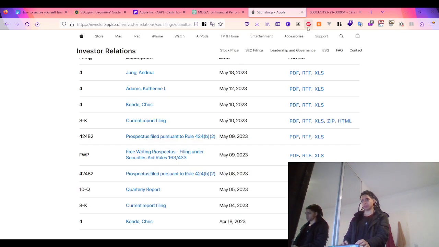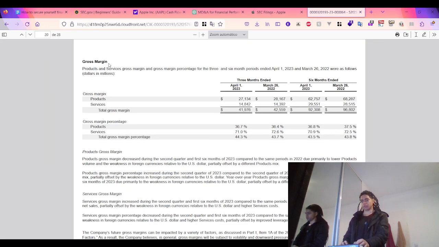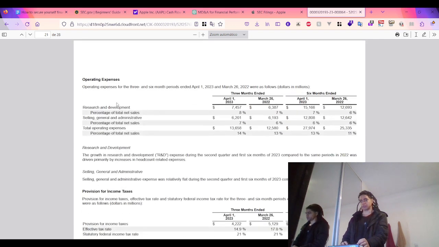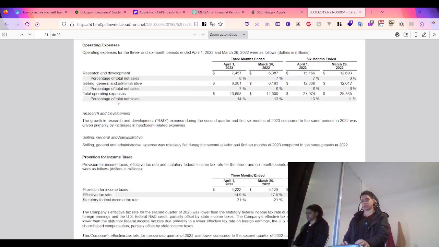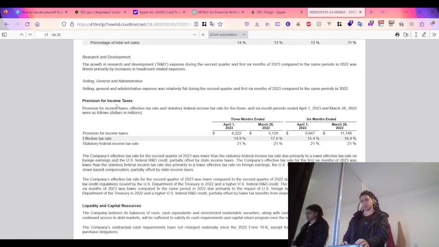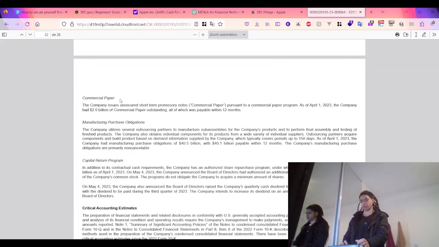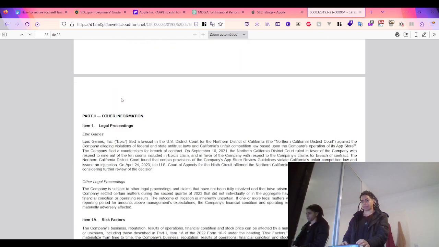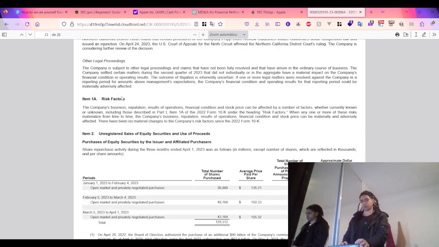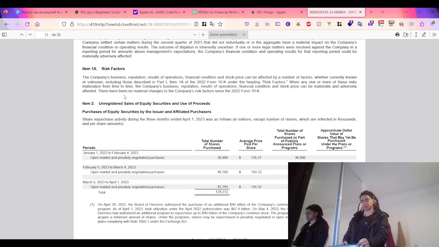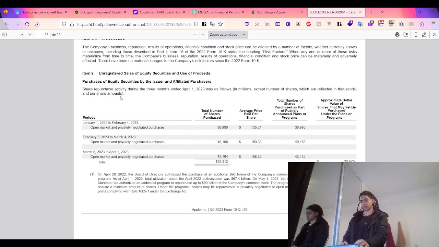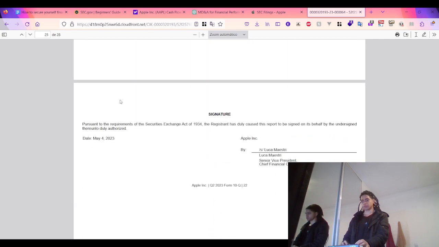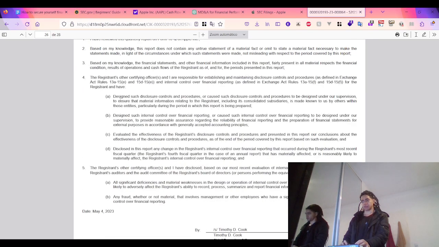Operating margin. If I take a look here, this is gross margin, services gross margin, operating expenses, provision for income taxes, liquidity, critical accounting estimates, legal proceedings, risk factors, and registered equities, and the signature.